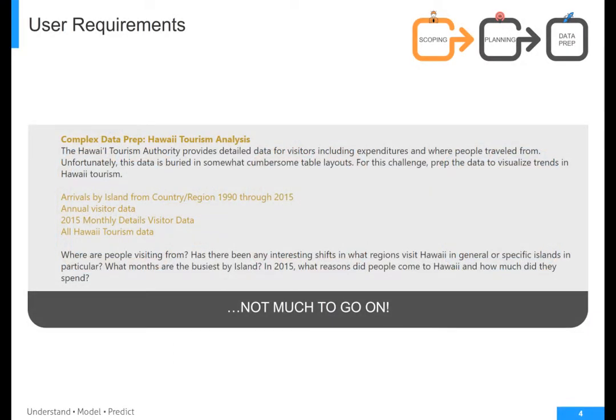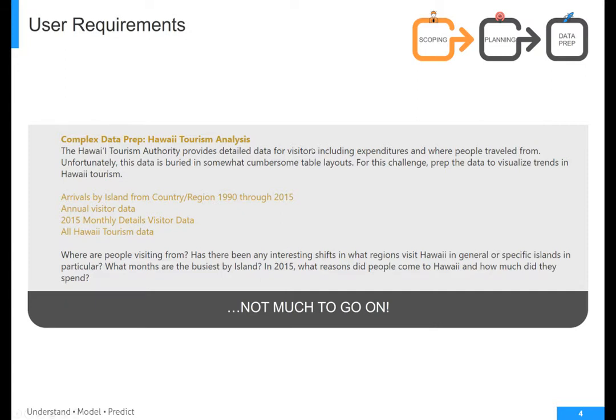The first stage of scoping is to look at the user requirements, and this is what we have from the community blog on the website. It says that we have detailed data for visitors, including expenditures, of where people travelled from, and we want to know where people are visiting from. Has there been any interesting shifts in regions? This doesn't really give us much to go on. I have had worse in terms of client requirements, but as far as they go, this isn't particularly detailed.